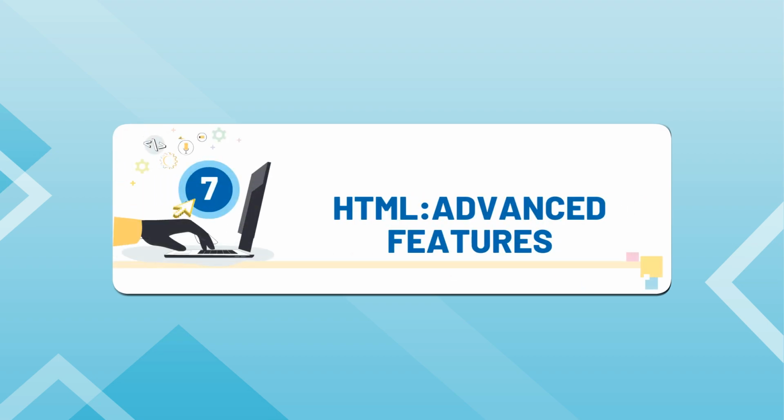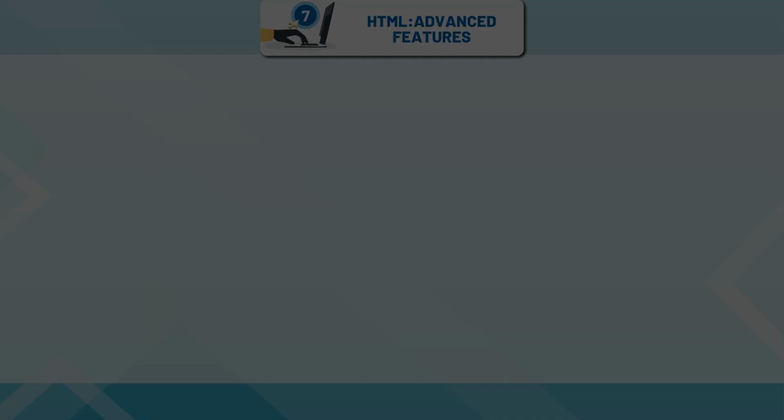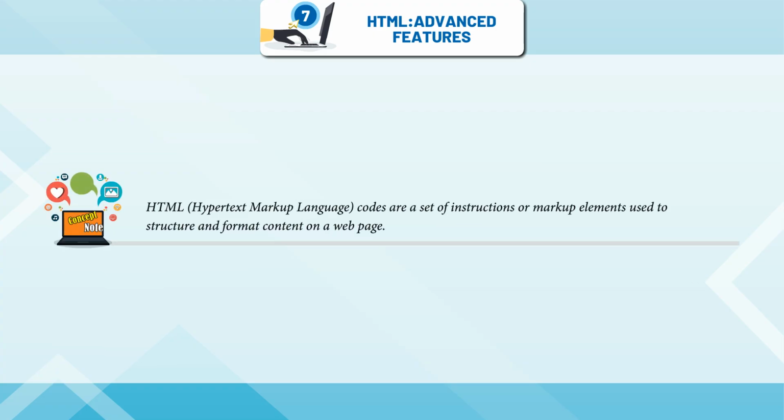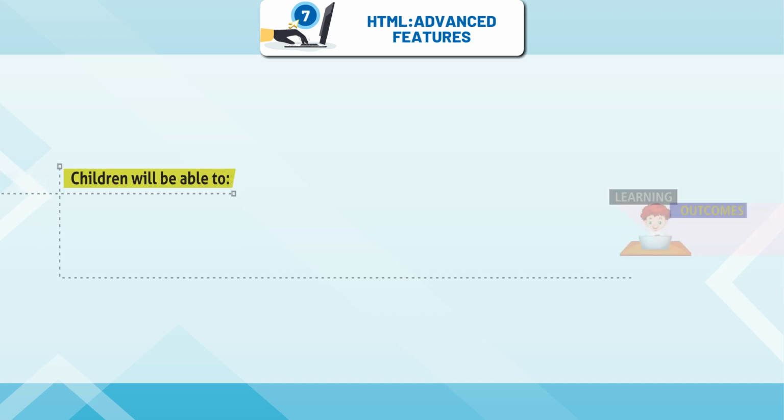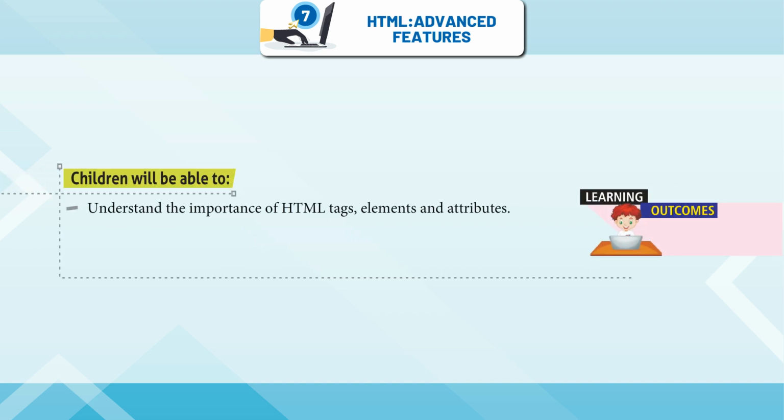Chapter 7: HTML Advanced Features. HTML, Hypertext Markup Language, codes are a set of instructions or markup elements used to structure and format content on a web page. Learning outcomes: Children will be able to understand the importance of HTML tags, elements and attributes, and identify the use of frames and forms in HTML.